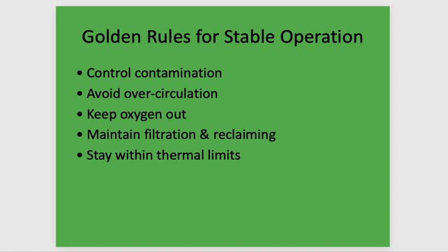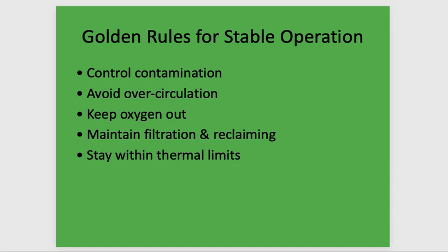So the golden rule for stable operation in an amine unit is to control your contamination and keep the amine concentration. Avoid over-circulation; stay away from over-design flow. Keep the oxygen out, especially during startup. Maintain the filtration efficiency and reclaiming, if you have a reclaiming system. Stay within thermal limits, which is the design value related to the amine unit operation.